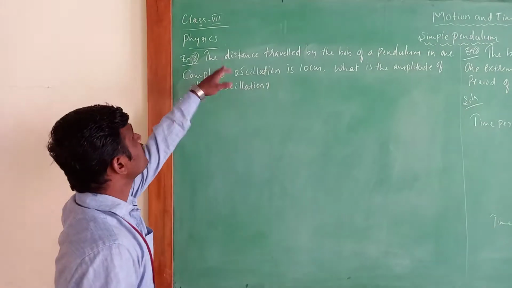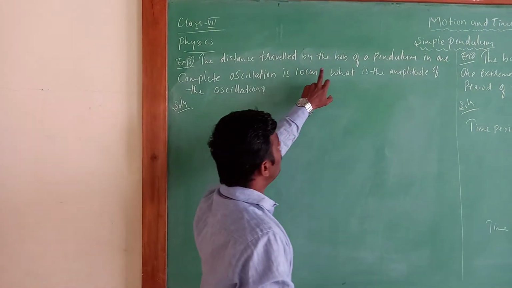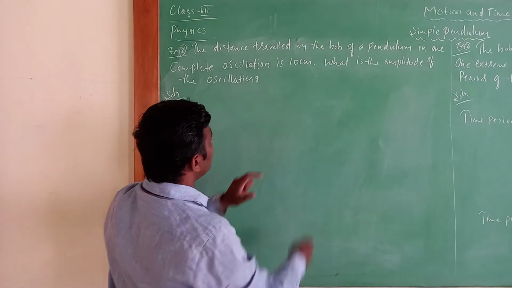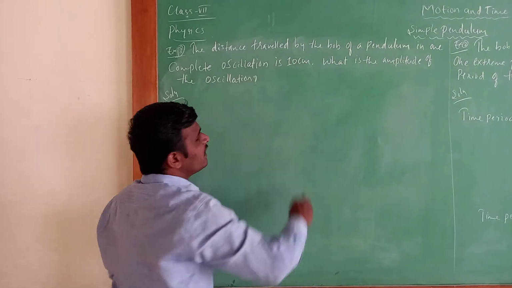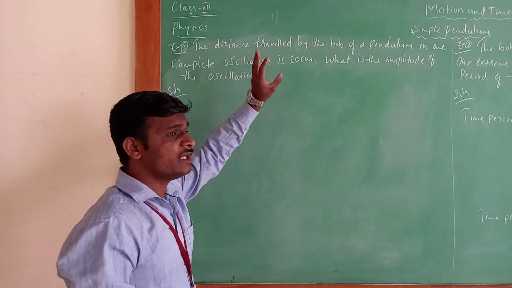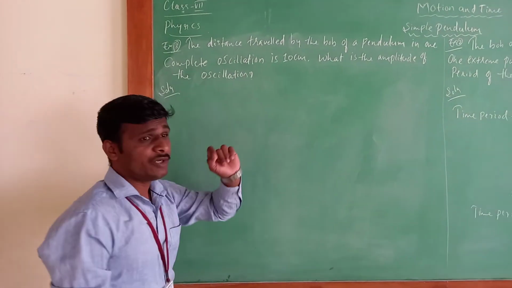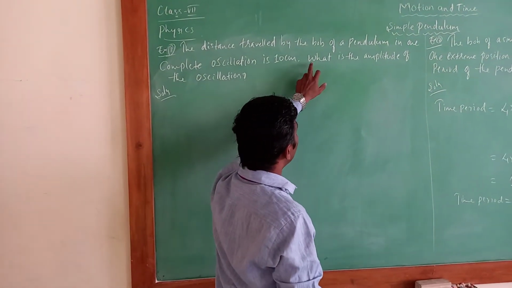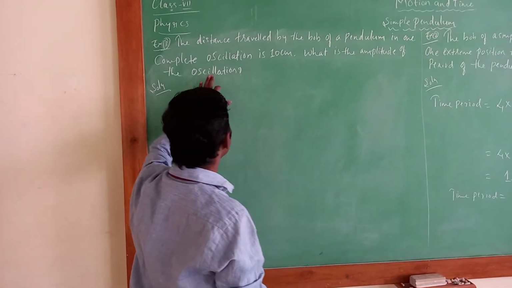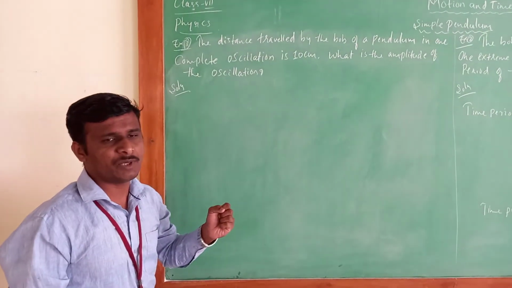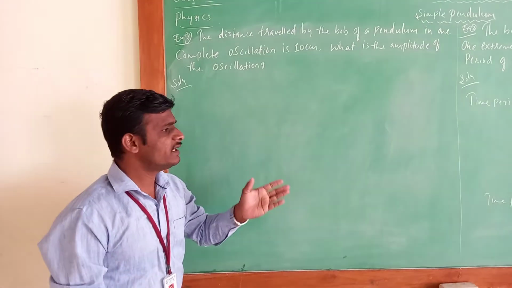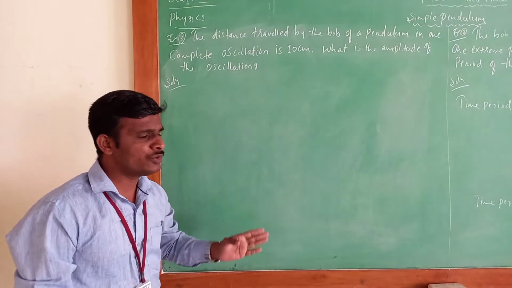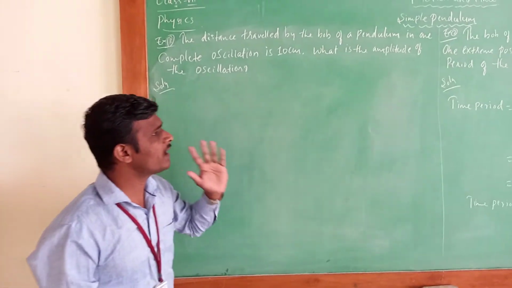So the third problem: the distance travelled by the bob of a pendulum in one complete oscillation is 10 centimeter. Here they have given the distance travelled by the bob of the pendulum to complete one oscillation, that is 10 centimeter. What are we told to calculate? The amplitude of the oscillation. Amplitude means the highest displacement, or the distance from the mean position to the extreme position, that you have to calculate.